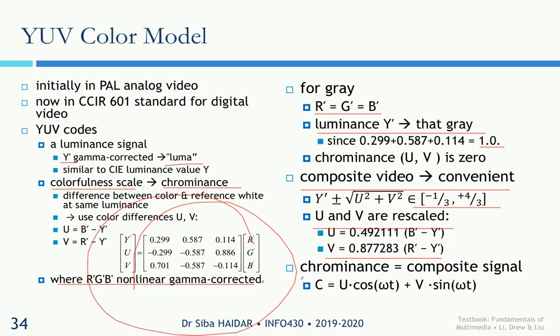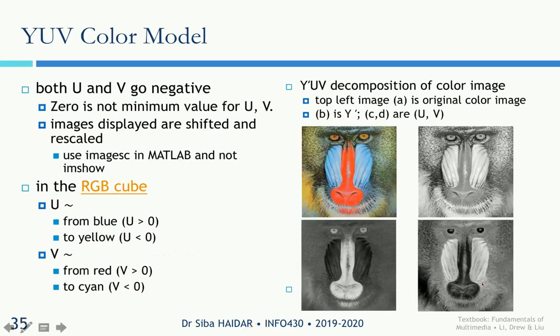And when we say chrominance in video color model, it means the composite signal, the signal of composition. So we used to put the chrominance into one cable and the luminance into another cable. So how do we mix the chrominance? It is U times cosine ωt plus V times sine ωt.